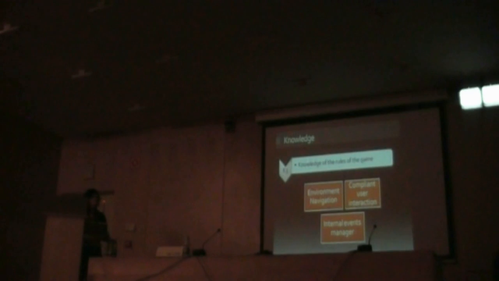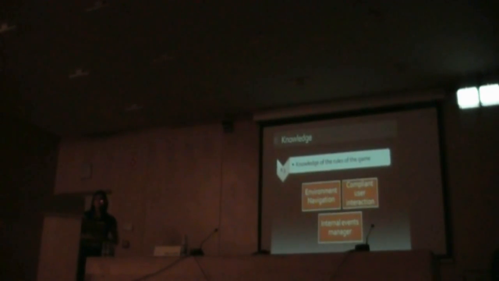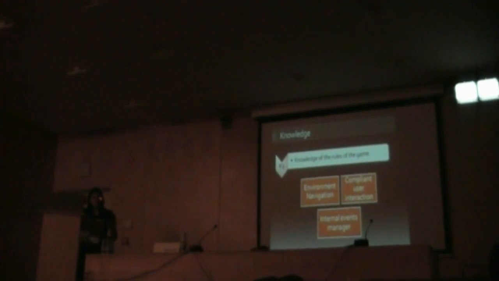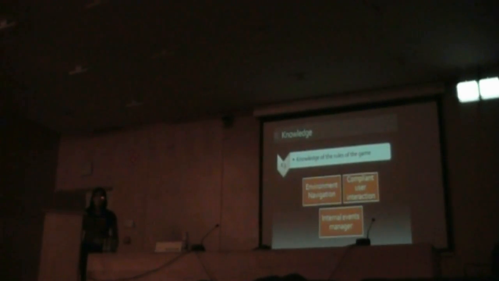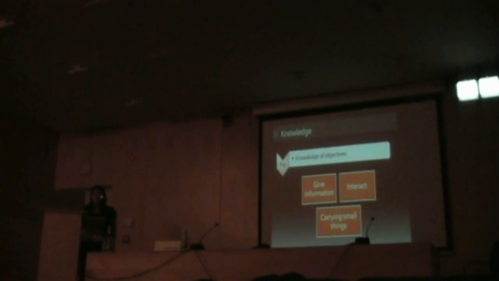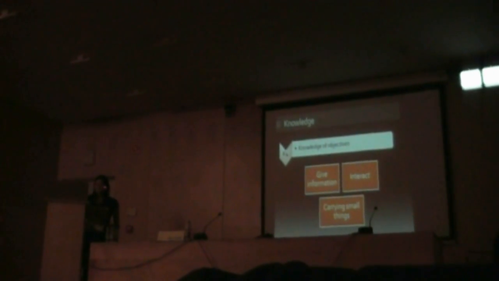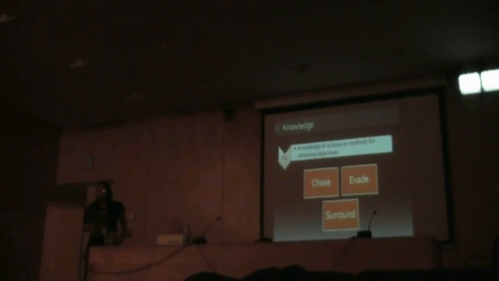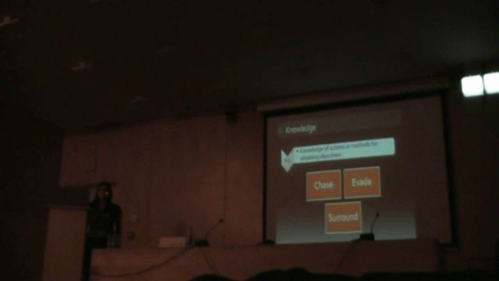Another knowledge is going to be the rules of our game, like the rules of the environment, of the navigation, the knowledge of how to complete a successful interaction, or other rules like how we are going to manage the internal events of the game. Knowledge of the objectives of our agent. I explained that before. Knowledge about the methods to attain these objectives.